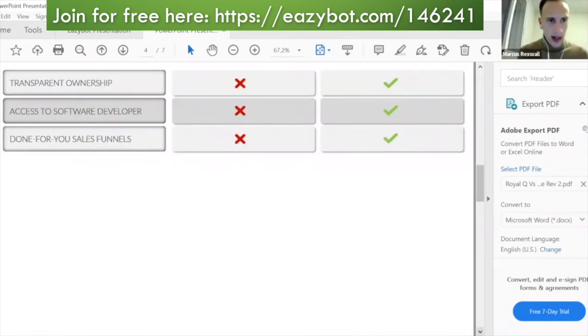Let's go. Transparent ownership. With Royal Q, we don't know who is the founder. There is a name for the person who registered the company, but there's no transparency in terms of who has created it and who are the developers behind it. But we have that in Eazybot.